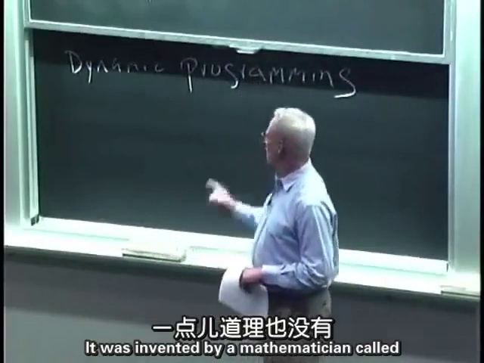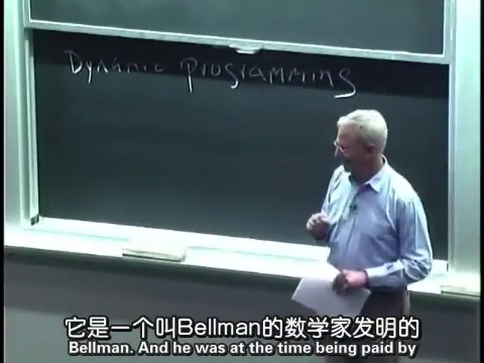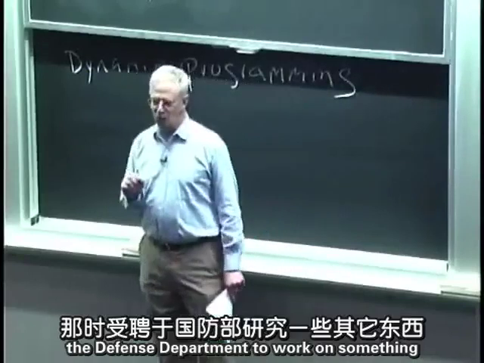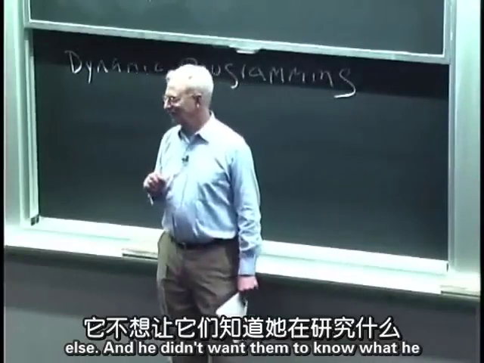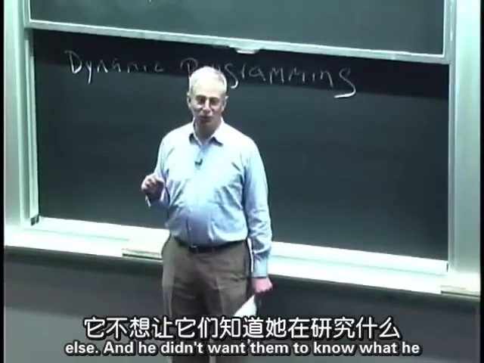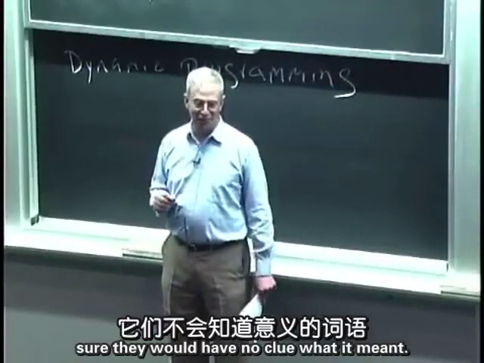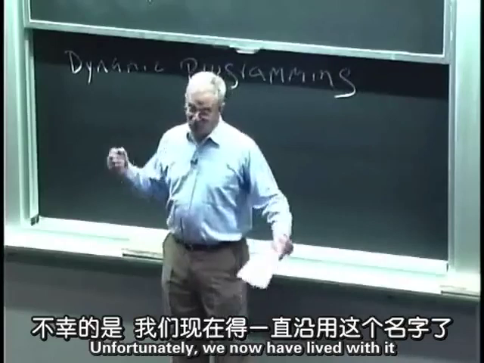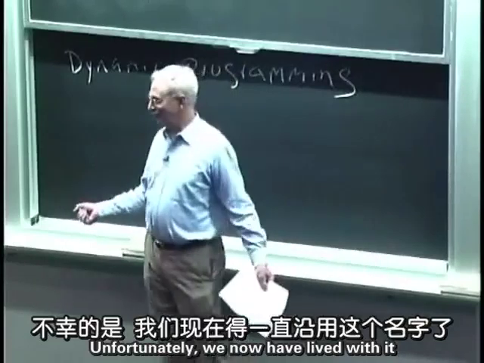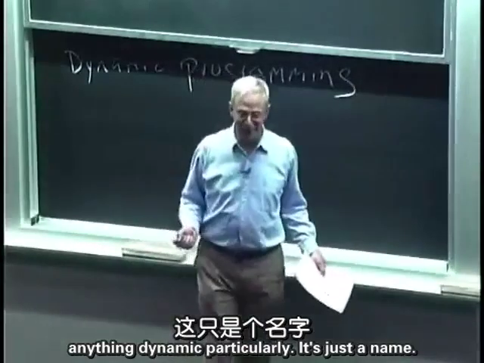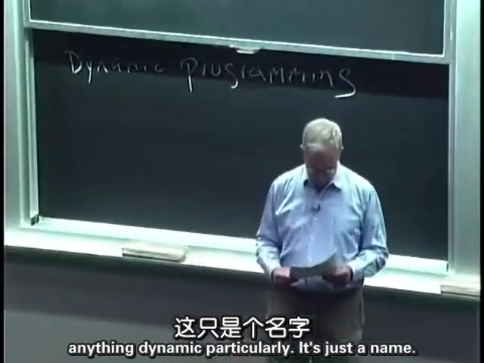It was invented by a mathematician called Bellman, and he was at the time being paid by the Defense Department to work on something else. And he didn't want them to know what he was doing. So he made up a name that he was sure they would have no clue what it meant. Unfortunately, we now have lived with it forever. So don't think of it as actually being anything dynamic particularly. It's just a name.